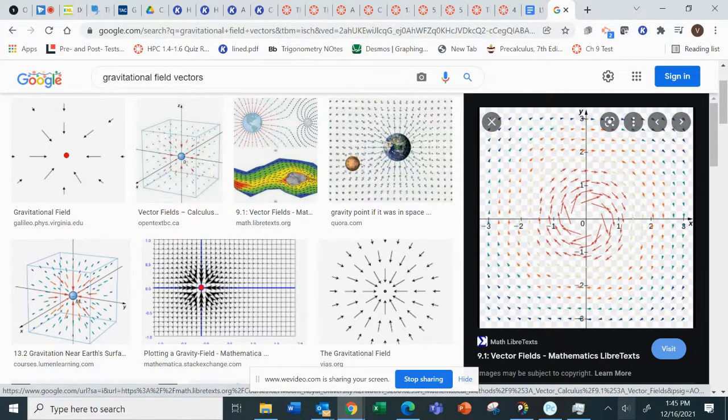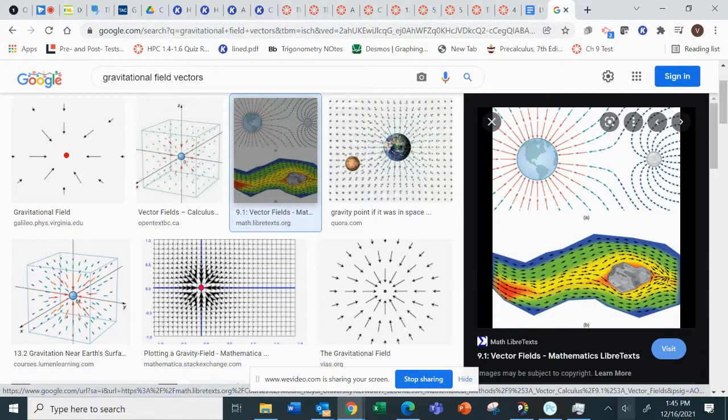I know weather's going to use it. I know space and gravitational stuff is going to use it. So if you have any interest in going into those fields, you'll definitely be using a lot of vectors.